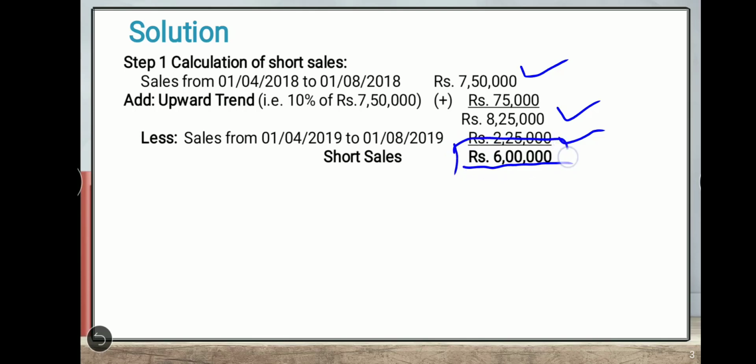Now the next step is calculation of gross profit rate. What is the formula we have to use to calculate the GP rate? You can pause this video for a minute and comment your answer in the comment box.